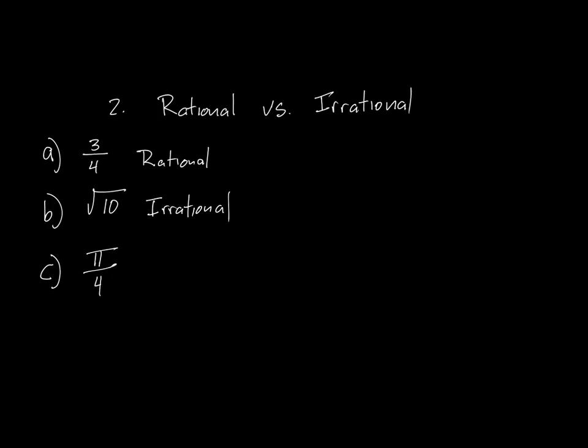Now you have pi over 4. Pi over 4 is technically a fraction, but pi is irrational, and once you have an irrational number, it would always give you an irrational answer. Now you have 7. 7 is a whole number. A whole number can actually be written as a fraction, 7 divided by 1, so that will become a rational number. Any whole number will be a rational number.